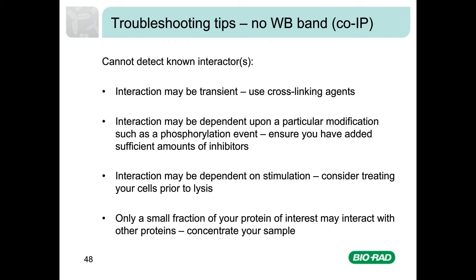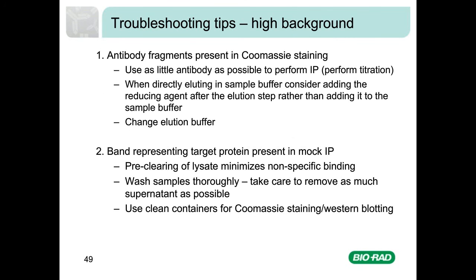Two common indicators of high background exist. The first is the presence of antibody fragments, and the second is the presence of proteins and maybe even your target protein in the mock IP. If antibody fragments are present on a Coomassie stain gel, which mask your protein of interest or potential interaction partners, perform a titration of your IP antibody. This ensures that you use as little antibody as possible. If you are planning to add a reducing agent such as DTT or beta-mercaptoethanol to your sample, add this reagent after the elution step rather than directly to the sample buffer. You could also review whether a different elution buffer is required.